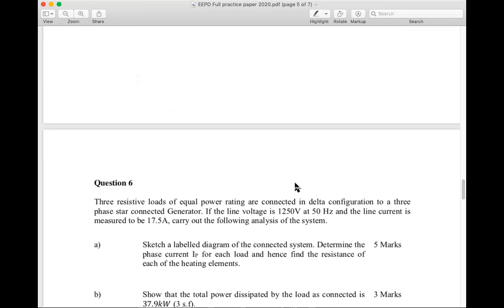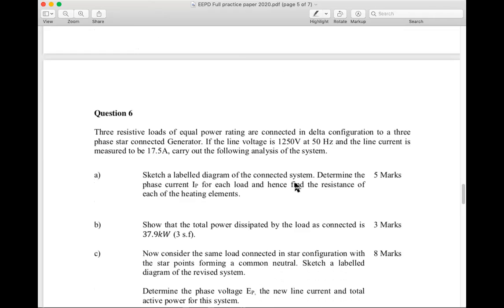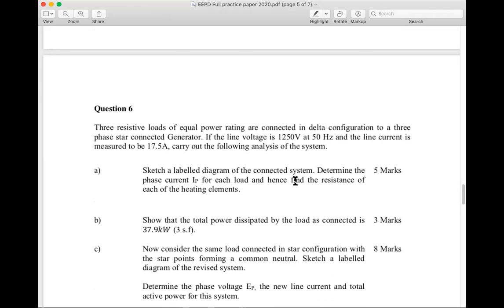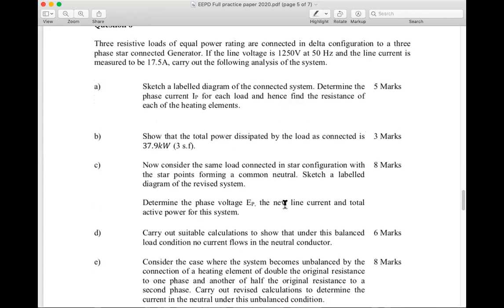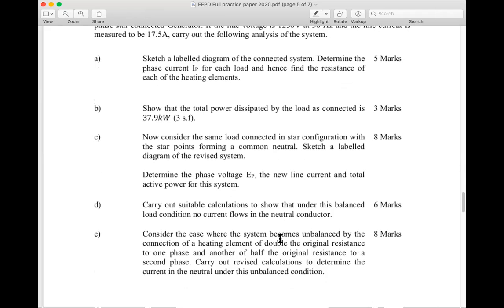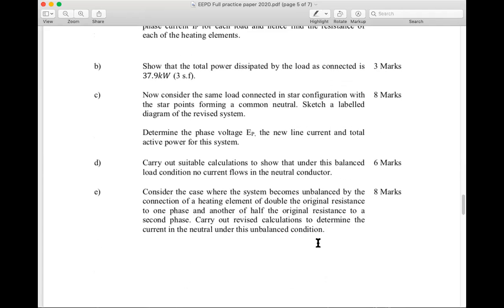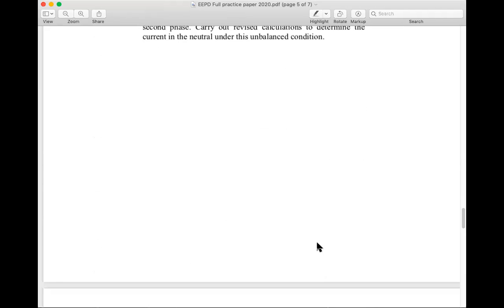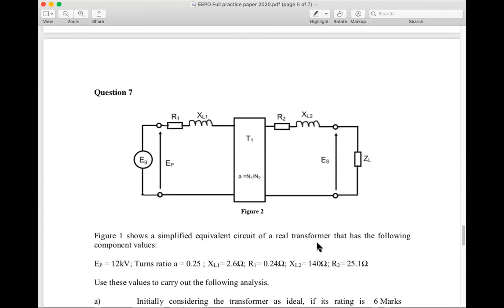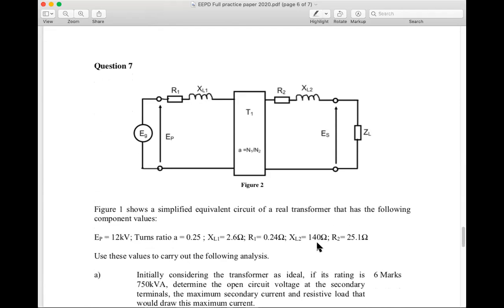Okay. Question 6. Resistive loads connected to a 3-phase star. And then halfway through, you've got the same load connected to star. So you start off in delta and you go to star. And then a case where it becomes unbalanced by connecting a different resistive load to one phase. So it's like one we had a look at tonight, but a bit longer overall. And then question 7 is a transformer model question.